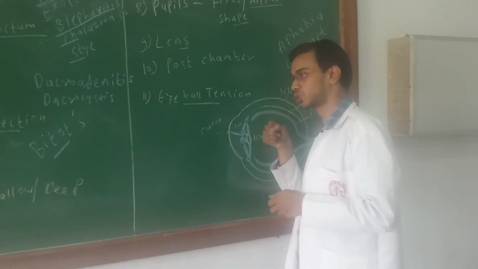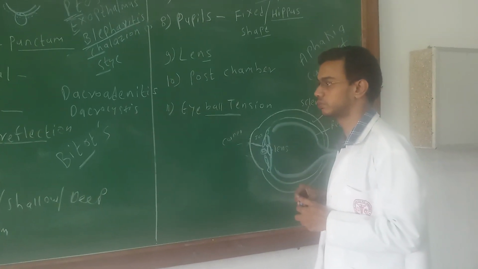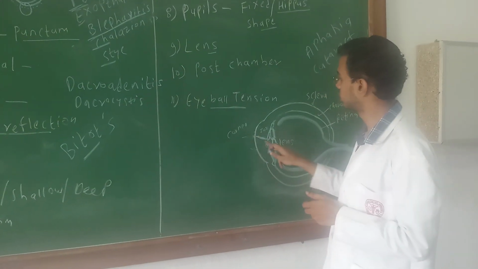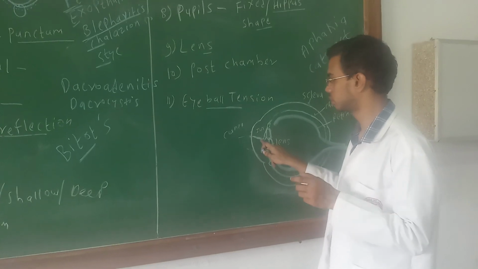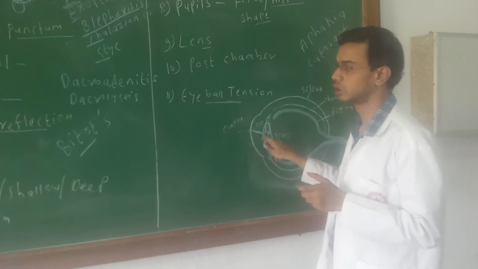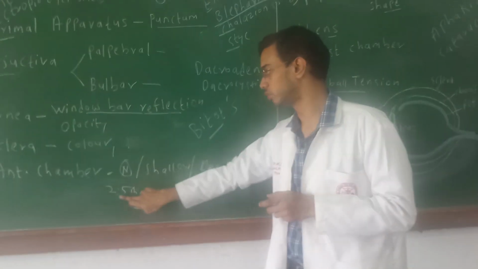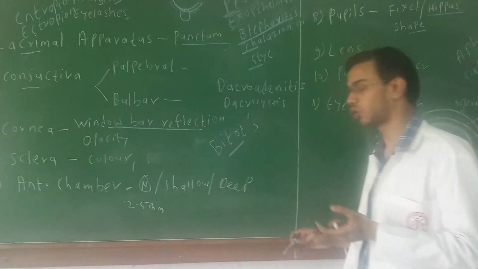laterally, we have to throw the light from the lateral side of the eye and see whether the distance between the cornea and the iris is normal or not. Normally it is approximately 2.5 millimeters. Okay, it can be shallow or deep.